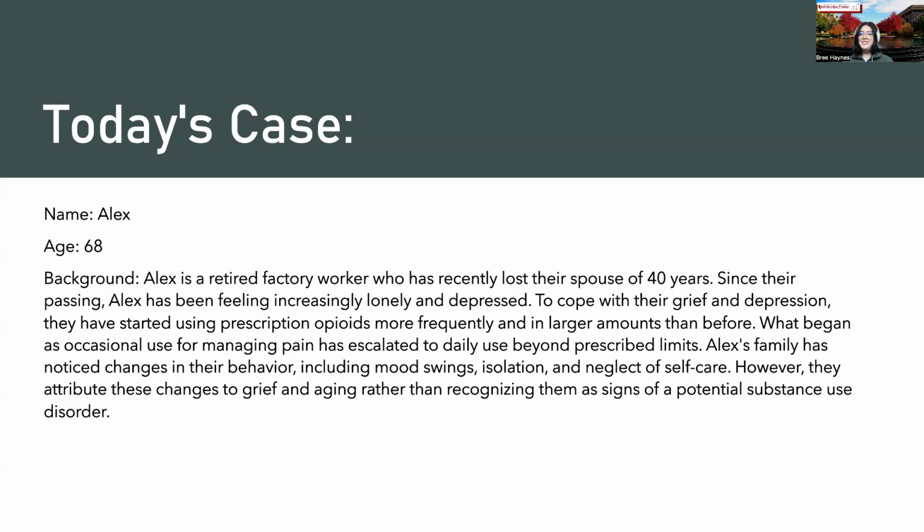So now we're going to go over today's case. Your patient today is Alex. Alex is 68, and is a retired factory worker who has recently lost their spouse of 40 years. Since their passing, Alex has been feeling increasingly lonely and depressed, and to cope with their grief and depression, they have started using prescription opioids more frequently and in larger amounts than before. What began as occasional use for managing pain has escalated to daily use beyond prescribed limits. Alex's family has noticed changes in their behavior, including mood swings, isolation, and neglect of self-care. However, they attribute these changes to grief and aging rather than recognizing them as signs of a potential substance use disorder.